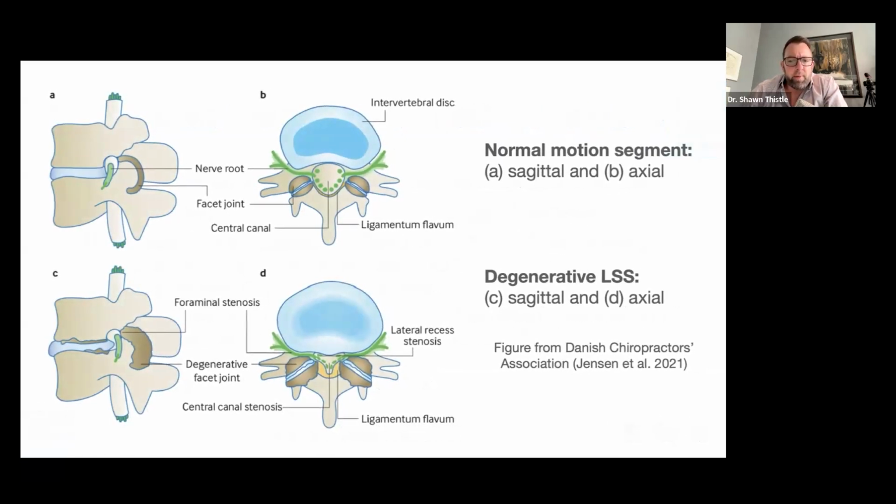This is from the Danish Chiropractors Association. The top two graphics, A and B, are a normal motion segment. And down below in panels C and D, you can see there are a couple of different areas where nerve roots can be bothered as they exit the central canal over to the lateral recess and finally into the intervertebral foramen. And I'll show you that again a little bit later on.